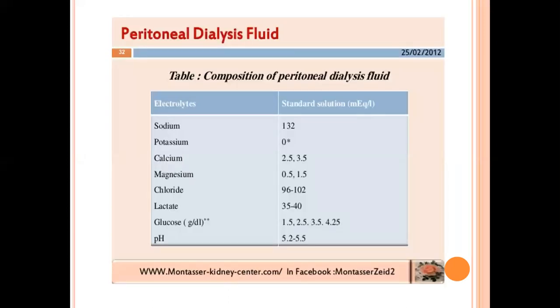Okay, here's the composition of peritoneal dialysis fluid. It is composed of sodium, potassium, calcium, magnesium, chloride, lactate, and glucose, and it should be of pH 5.2 to 5.5. Here the standard for potassium is 0, because we can give potassium to patients who are unable to balance their body potassium. So it's optional and it depends on the patient's condition.